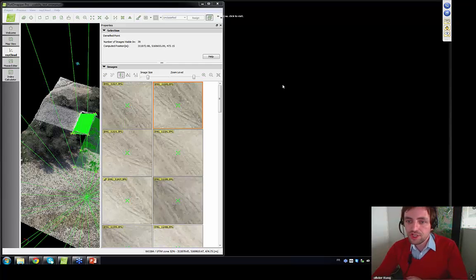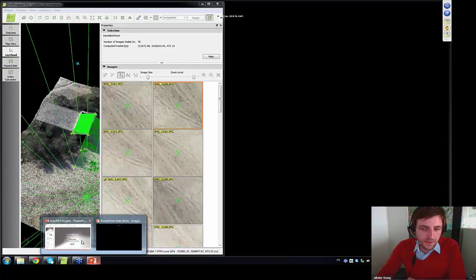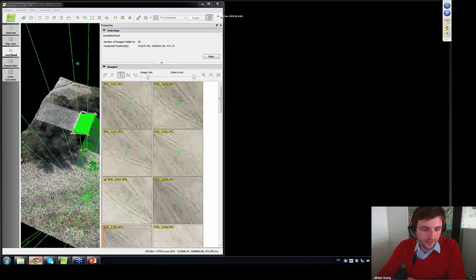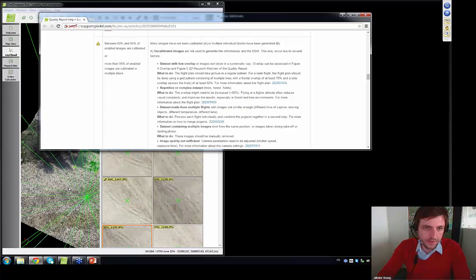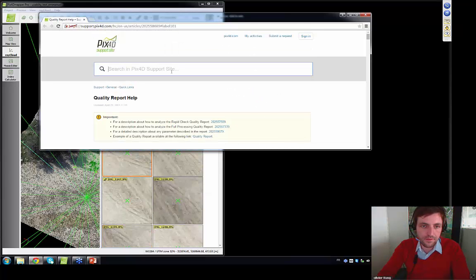Is it recommended to change altitude while flying over a mountain to get more key points? This is more related to the flight plan. We have a very interesting slide on the support website that tells about that. It's overlap.